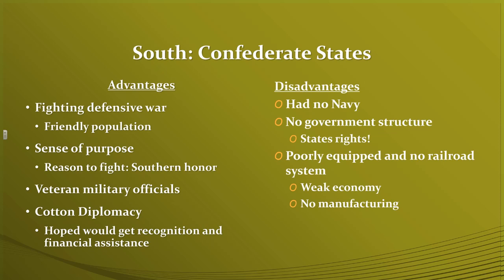They're fighting for their way of life, not just slavery. They have veteran military officials from the Mexican-American War, guys like Robert E. Lee. They have cotton diplomacy, a bargaining chip for luring other countries into the war, by threatening to stop trading cotton with them. The disadvantages: they don't have the government, the navy, the supplies, the railroads, or the manufacturing and strong economy like the North, and that's their big disadvantage.